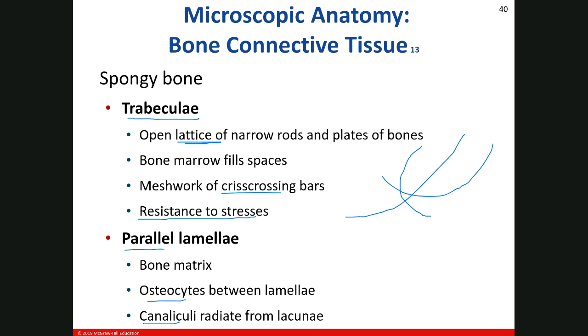You would think that's more of the compact bone's job, and it is. But this is the trabecular bone, the spongy bone, trying to put in its contribution. It's like the little kid that's helping to move a big piece of furniture when it's really the adults moving it and the kids just kind of helping out a little bit. Well, that's what the trabeculae is doing here.